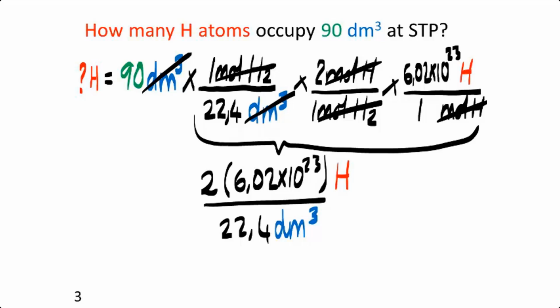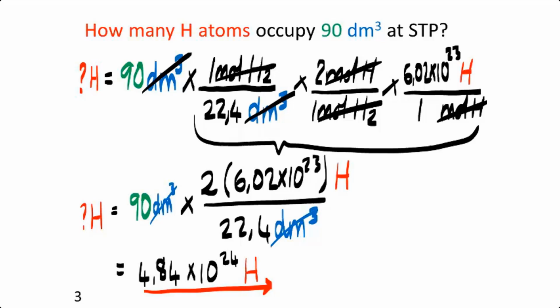But if you need to go step by step in your thinking, then rather do these 3 steps I've shown here. If you do this calculation on your calculator, you find the answer 4,837, which you round off to 4,84 times 10 to the power 24 H atoms. This many H atoms would occupy 90 decimeters cubed at STP.